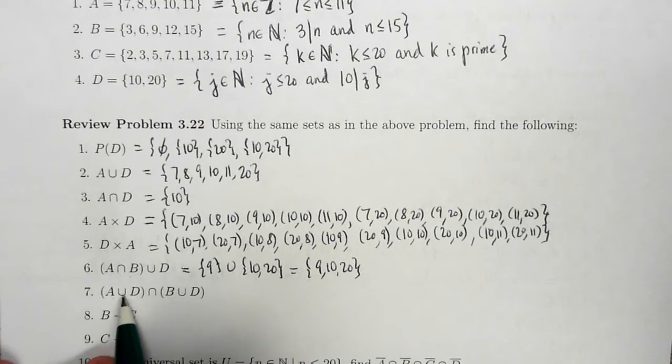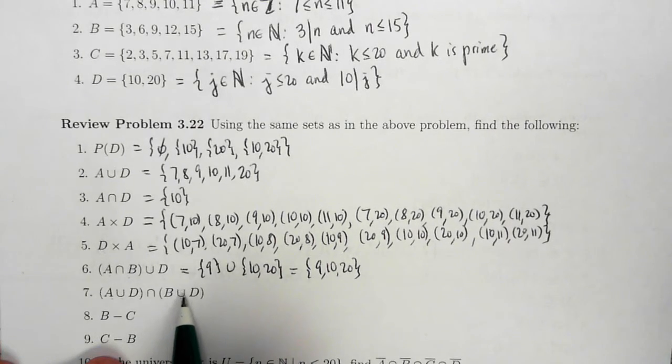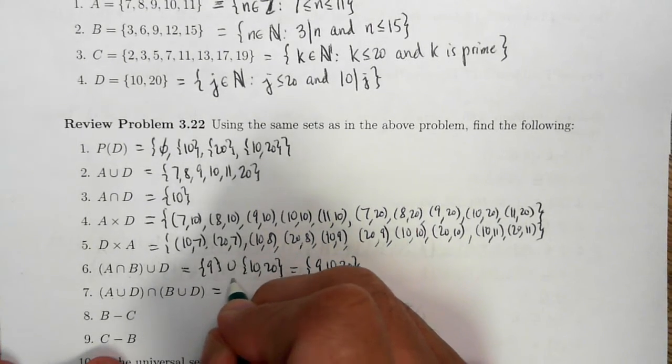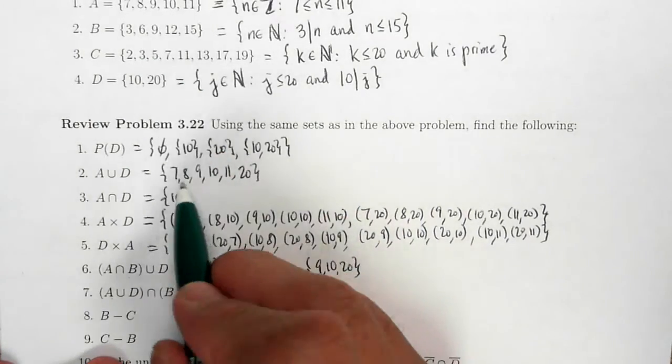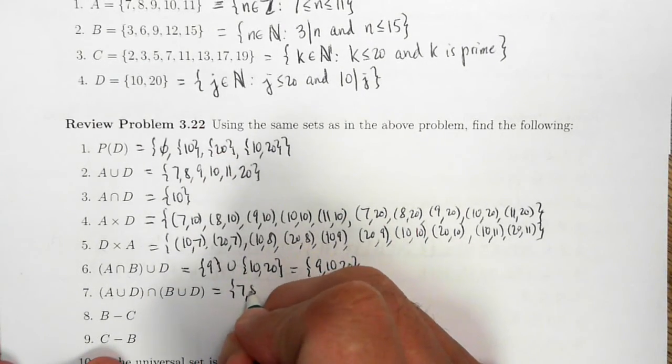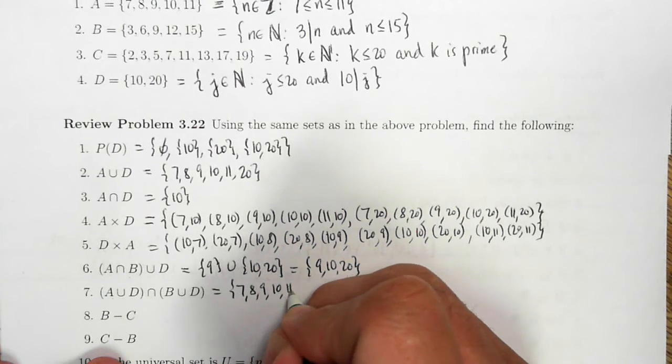Okay, this one says A union D intersect B union D. Okay, so A union D, we just did it here. 7, 8, 9, 10, 11, 20.